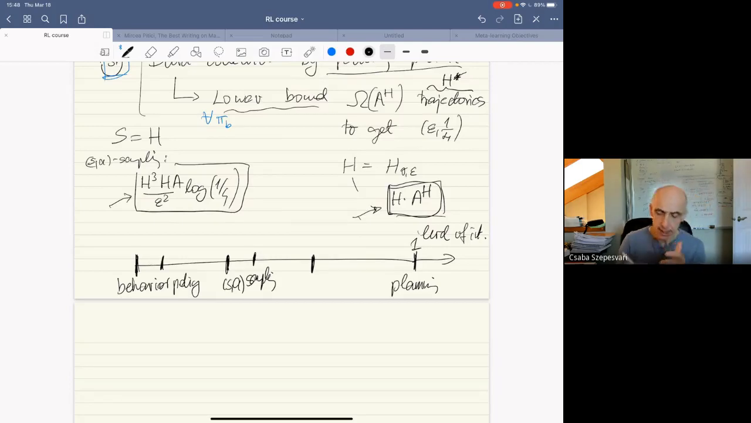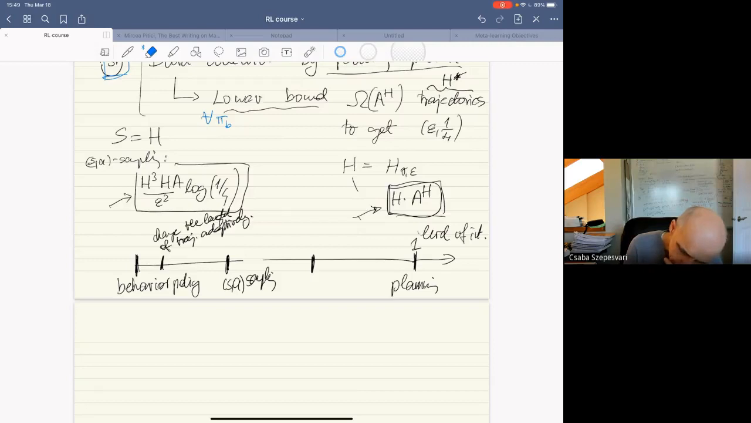Behavior policies. So you have a behavior policy, but you can change the lengths of trajectories adaptively. So as you're going, maybe you're gonna cut some trajectories short, but you can't change the policy. And then if you also allow to change the policy, then you get something that is potentially better than SA sampling.